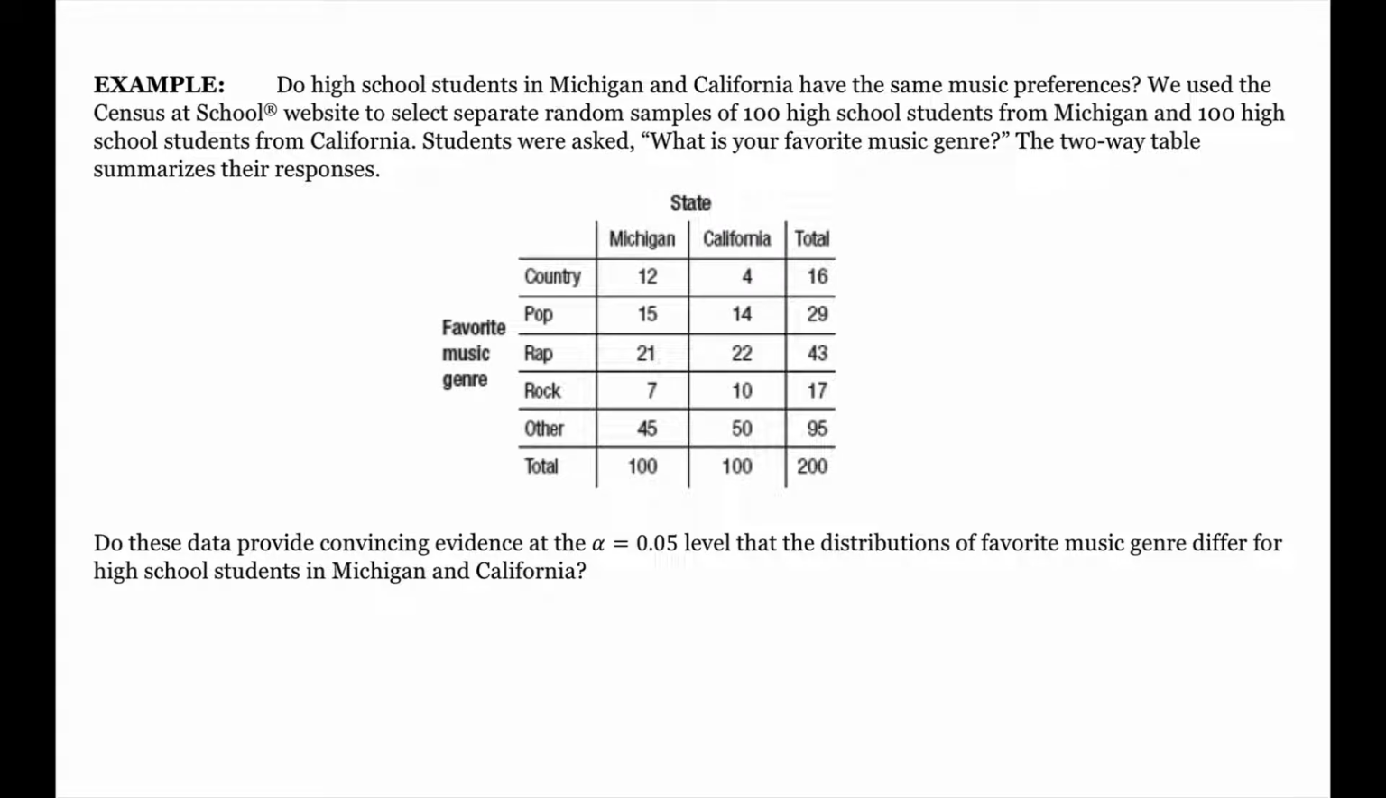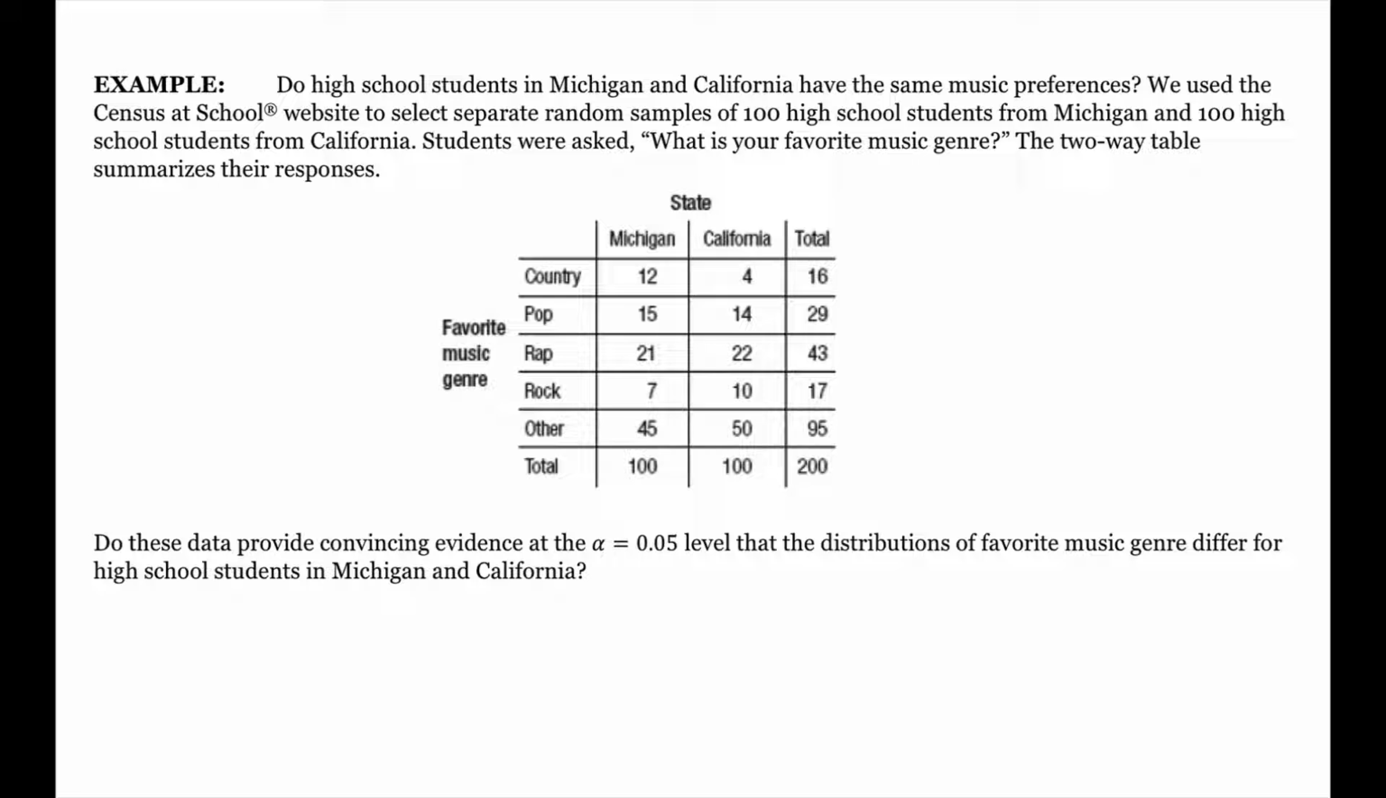Okay, so here we go. Example: do high school students in Michigan and California have the same music preferences? We used the Census at School website to select separate random samples of 100 high school students from Michigan and 100 high school students in California. Students were asked, what is your favorite music genre? The two-way table summarizes their responses. Do these data provide convincing evidence at the 5% level that the distributions of favorite music genre differ for high school students in Michigan and in California?